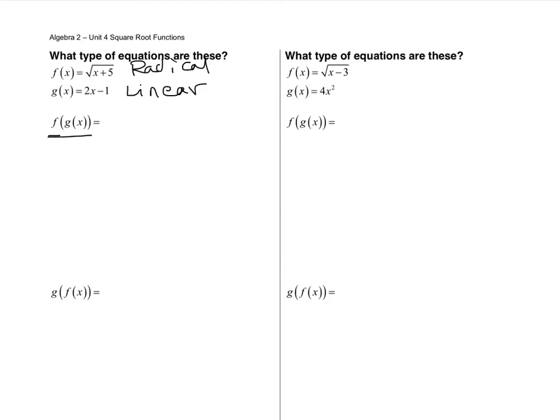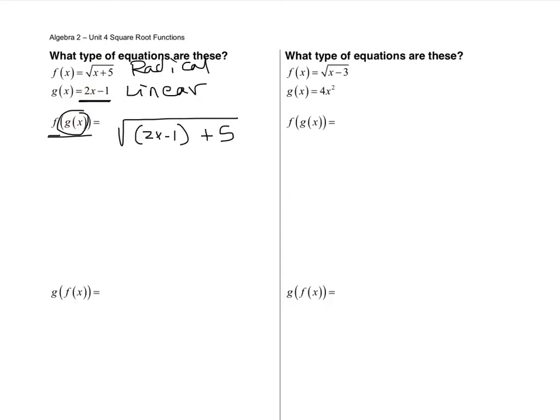So f of g of x, it means, let's see, what is f? F is the square root of x, so put parentheses, plus 5. And what should go in this parentheses is the g of x. Now g of x is 2x minus 1, so you put 2x minus 1 in the parentheses. So what you're doing is you're plugging g of x wherever x is. So this has to go in here, because it's f of g of x.